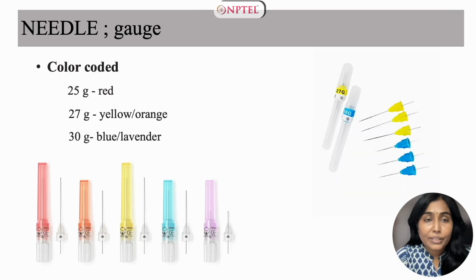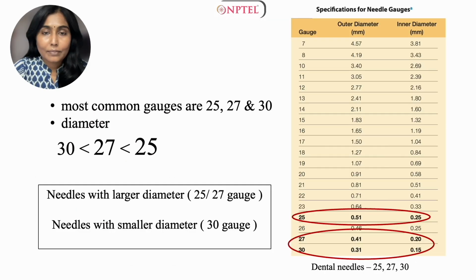Similar to the cartridges, the needles are also color coded according to the gauge. Red for 25, yellow or orange for 27, blue or lavender for 30. It is true that we have numerous gauges of needles available in the market, but just to make things simpler for us, remember 3 gauges alone. These are the most common gauges used in dentistry: 25, 27, and 30.